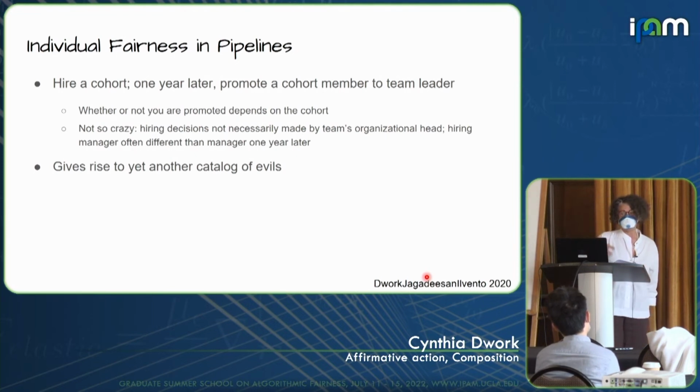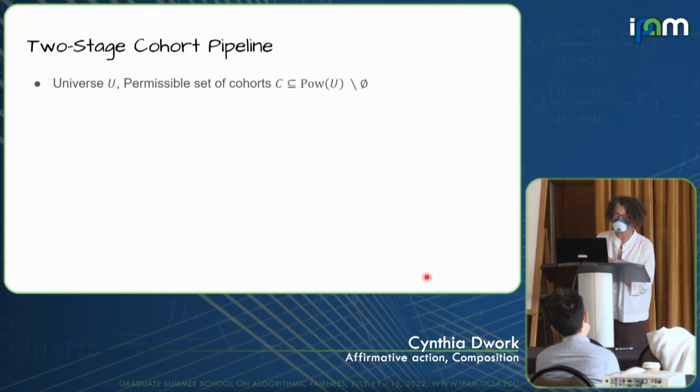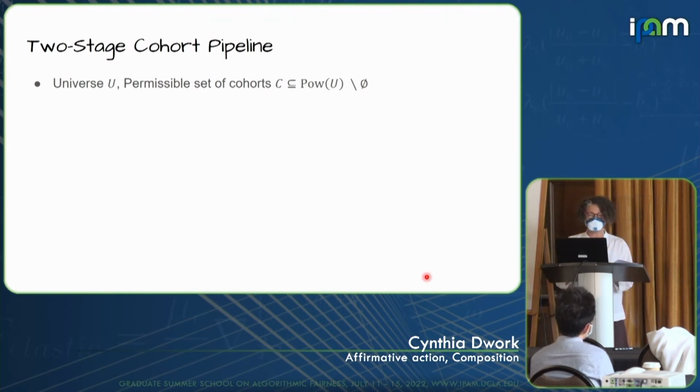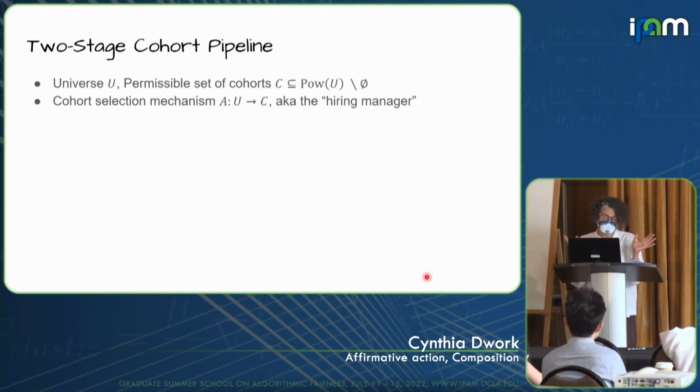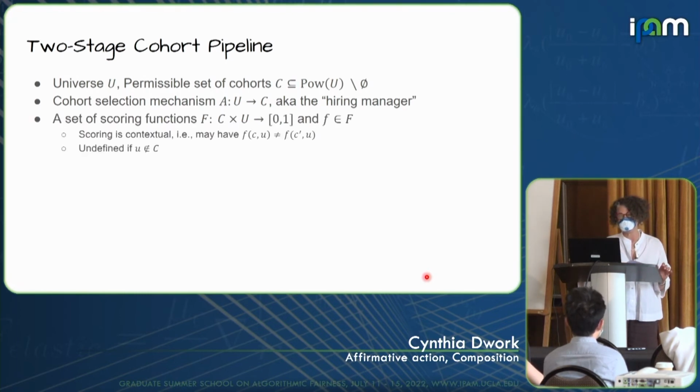So when you start thinking about this problem, you can come up with whole new catalogs of evils. And yeah, I encourage you to do so. We have some. So the general problem is a 2-stage cohort pipeline, universe U, a permissible set of cohorts. And you have some kind of cohort selection mechanism that maps the universe, your candidates probably, to a cohort. And I'm going to call that the hiring manager.